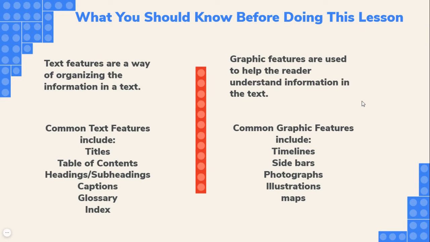What you should know before doing this lesson. Text features are a way of organizing the information in a text. Common text features include titles, table of contents, headings, subheadings, captions, glossary, index. Graphic features are used to help the reader understand information in the text. Common graphic features include timelines, sidebars, photographs, illustrations, and maps.